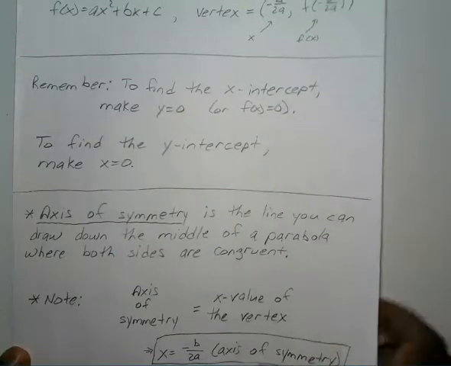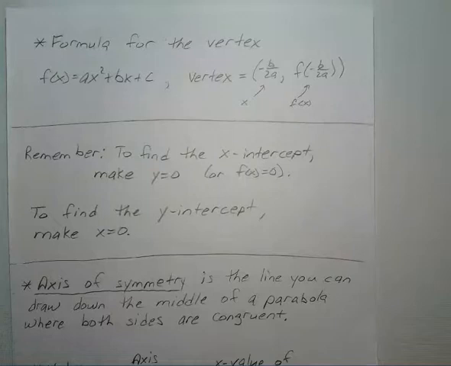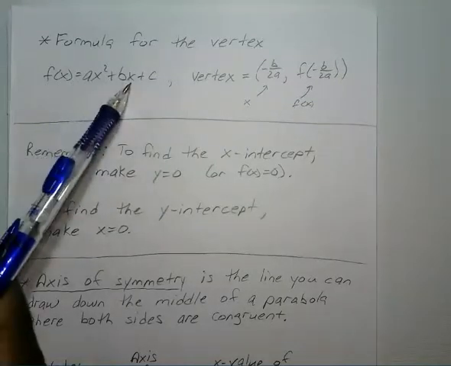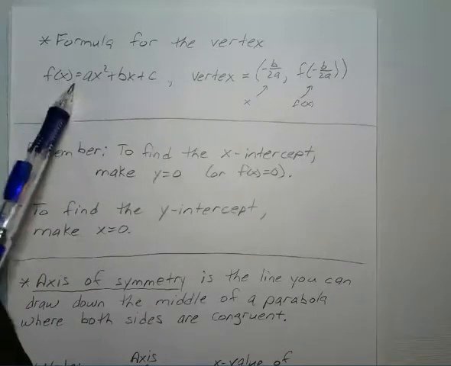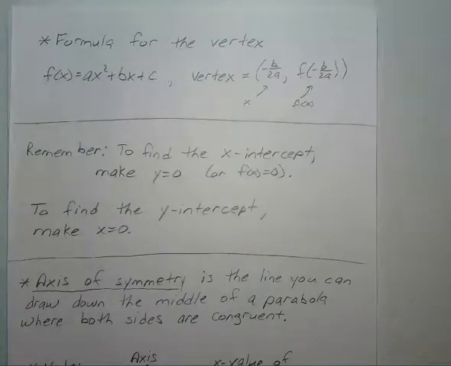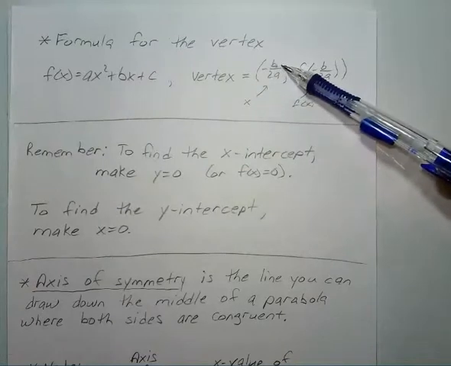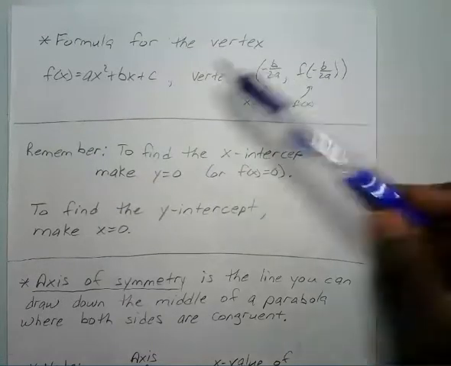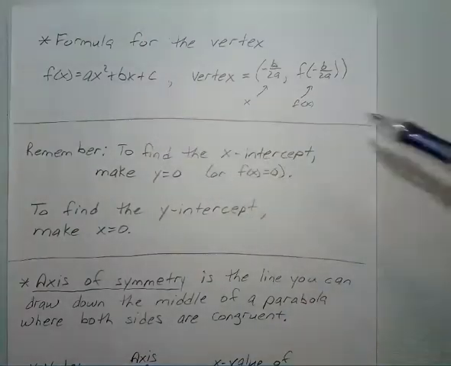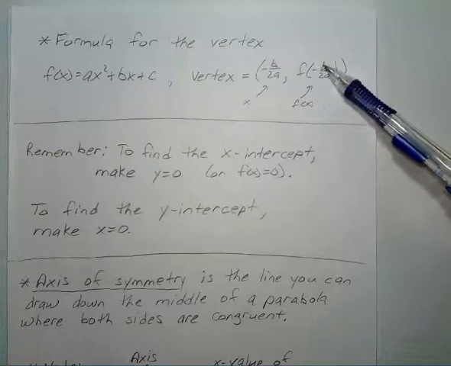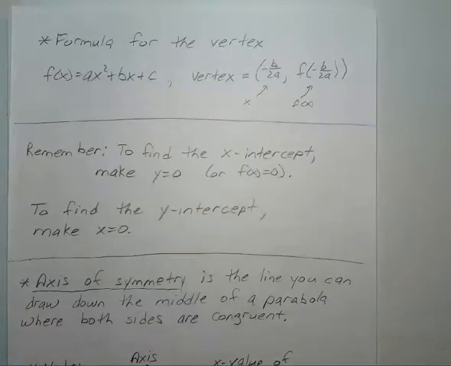Before we do that, we're going to look at what we call the formula for our vertex. If we have f of x equals ax squared plus bx plus c, or y equals ax squared plus bx plus c, your vertex will equal, for your x value, negative b divided by 2a, getting your a and b from over here. Then you're going to plug that value right back in. So you have f of whatever that negative b divided by 2a is.